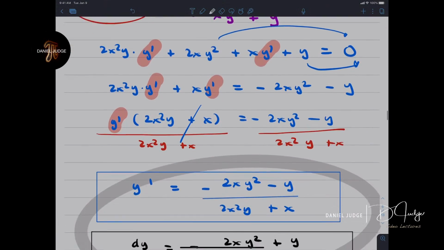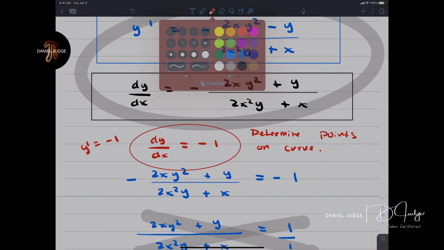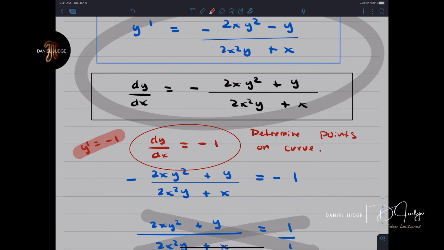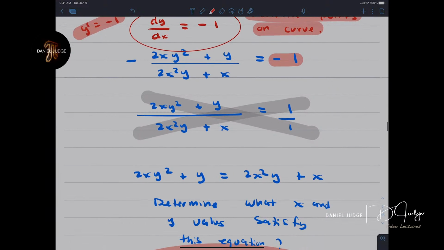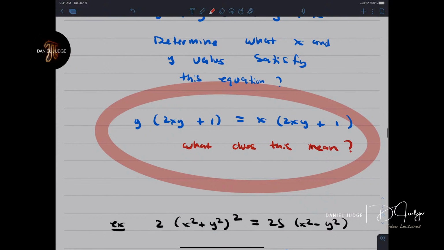So we got down and we said, let that first derivative equal -1 here. dy/dx is -1. They want us to determine the points on the curve where the slope of the tangent line is now -1. So we plug that in. We did our algebra, and I said to you guys, this is the equation we get. And I wanted to know, what does this mean? So I asked you guys to think about that.